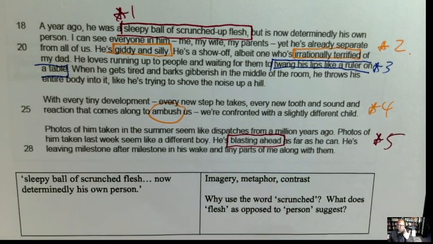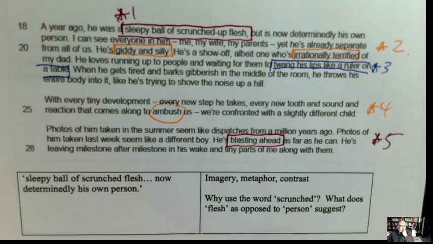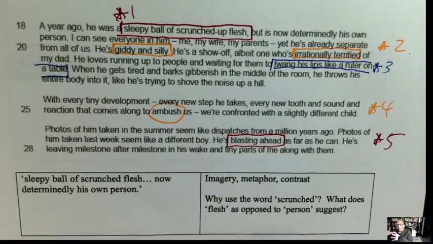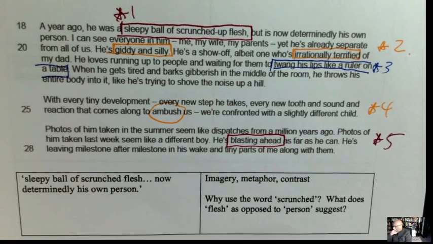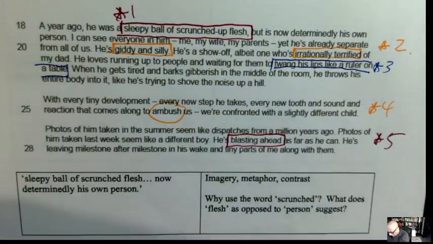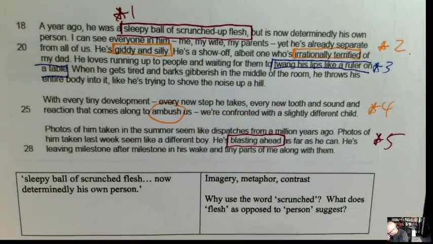Let's start with this first quote. Sleepy ball of scrunched up flesh, now determinedly his own person. We get an image of a scrunched up little guy. We get a metaphor of him being a ball, a contrast between the small version and becoming independent. We can start to think about these words.